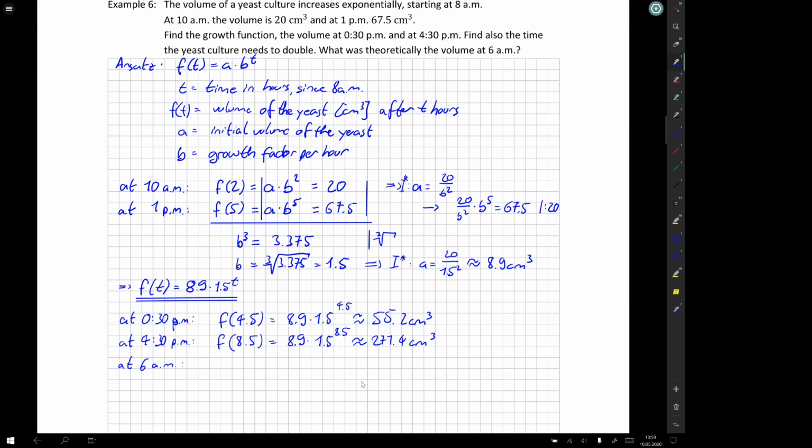Already before the theoretical start? Well, the idea here is very simple. We just say we are 2 hours before the start, so we're at time -2. Don't try anything with turning things around or recalculating something. We just say it's f of -2. We go back 2 hours in time before 0, and we get 8.9 times 1.5 to the power of -2, which tells us the theoretic volume then is 4 cubic centimeters.